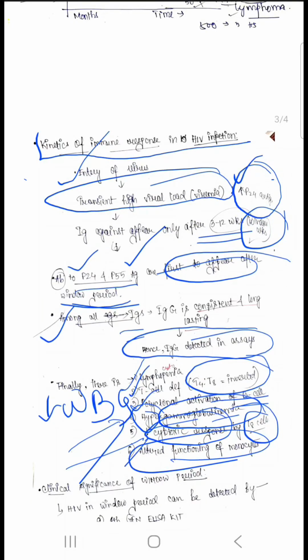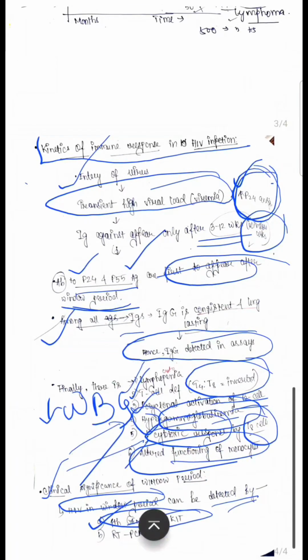Okay, last point, what is the clinical significance of the window period? The HIV in the window period can be detected by what? It can be detected by the P24 antigen. This P24 antigen is the one that appears in the window period, and that can be detected by the 4th generation ELISA kit.